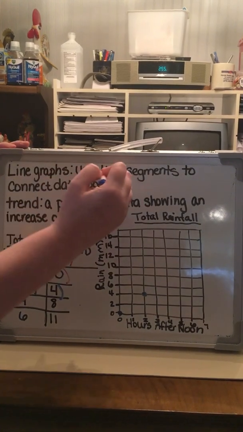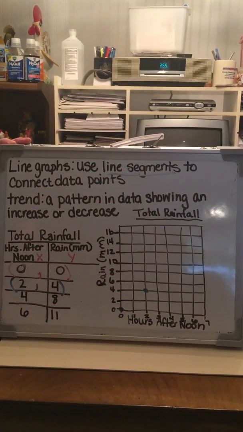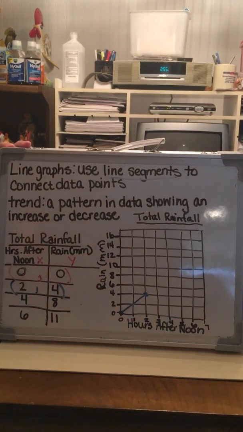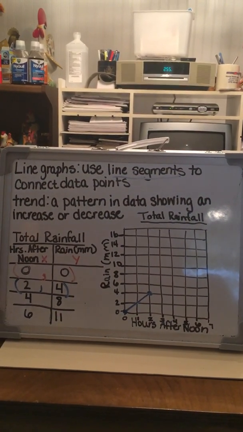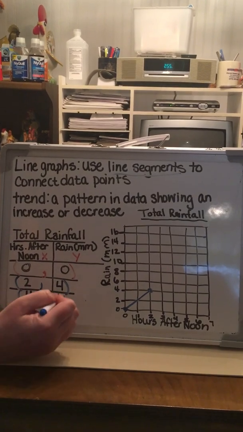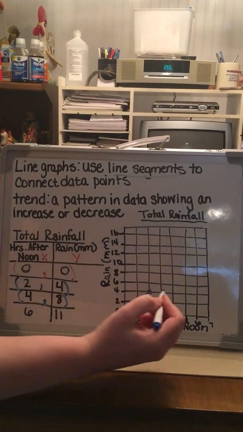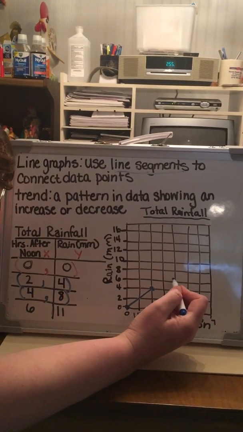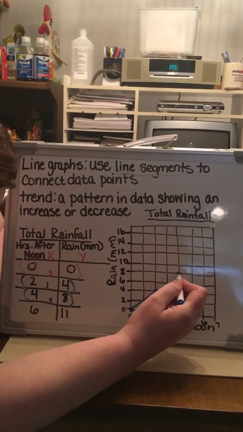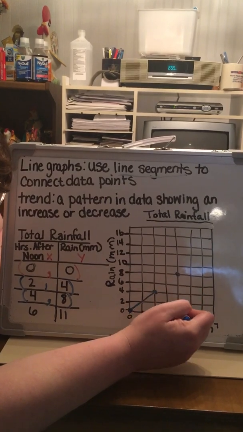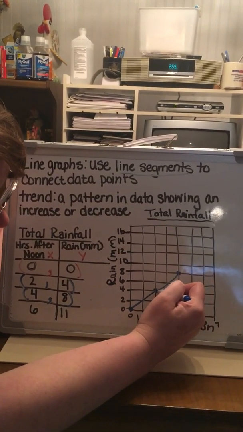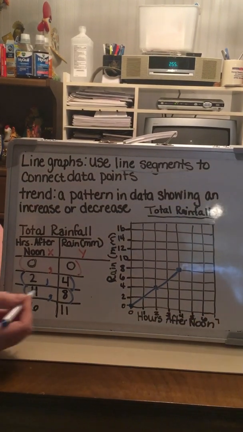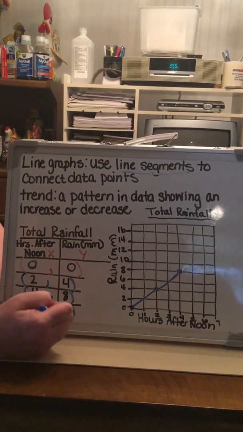Now it says that it uses line segments to connect the data. So what am I going to do? I'm going to connect this data using a line segment. Then look at the next one, 4, 8. So I'm going to go over 4 and up to 8. Hopefully I'm doing this right. It's very hard to see when I'm trying to do it this way. Yep, I got it. Okay, and I'm going to connect that. And then the last one I'm going to do is 6, 11.